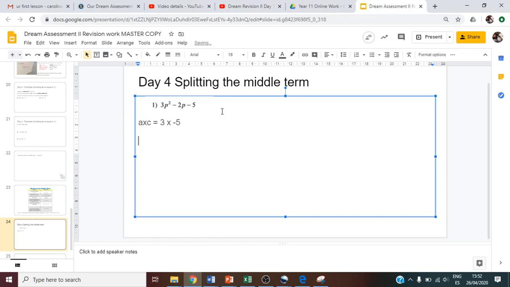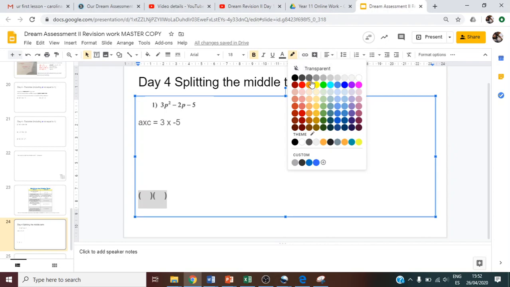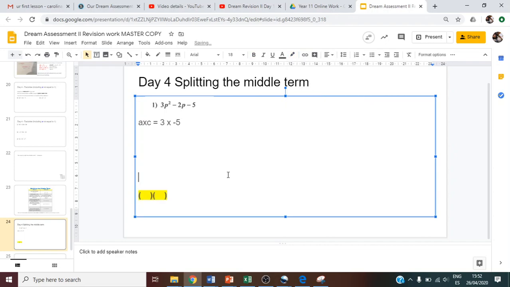Okay. So I'm showing my working, and eventually I'm going to end up with an answer, brackets, something times brackets, something else. And just to make that clear, I might put that in bold, or I might even go through and highlight it.